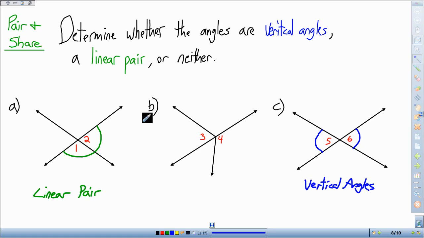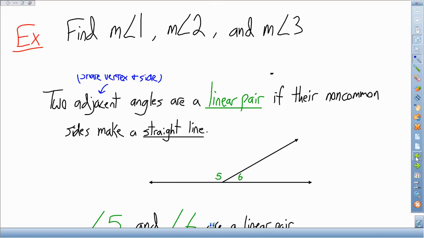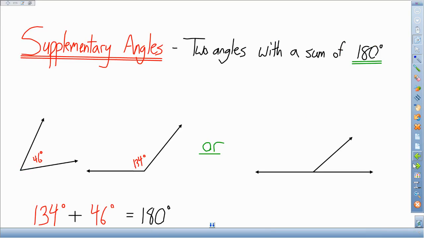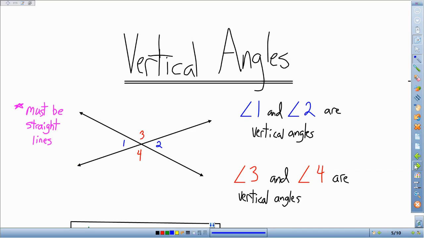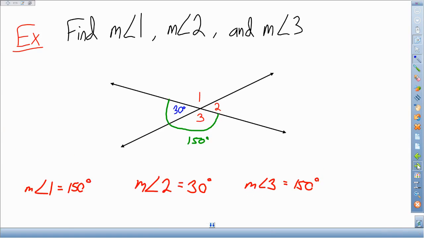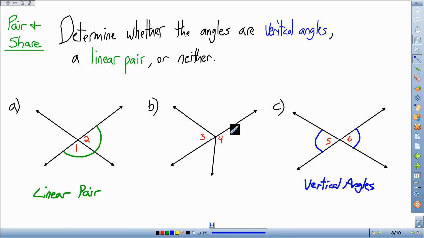Okay, but why is letter B not considered vertical angles? Well, remember, one of the key things about vertical angles, if I flip back to its definition, is that they must be two straight lines crossing. And if you guys look at this problem here, these are not straight lines. This one's a straight line, okay, but this one right here bends, and that makes these not vertical angles. All right, which by the way, vertical angles are congruent, they're equal, and these do not look like they're equal, okay? So just remember that.